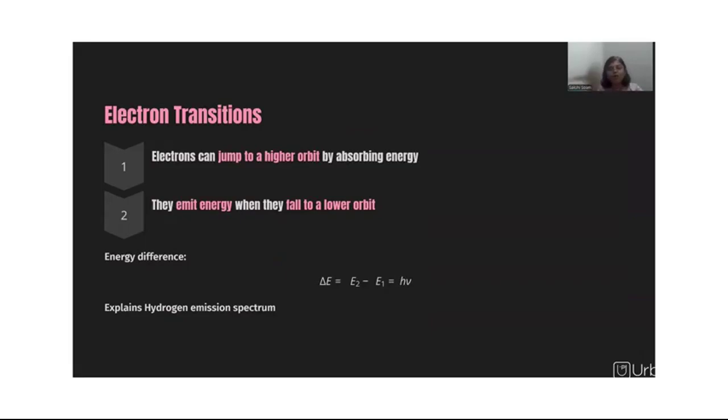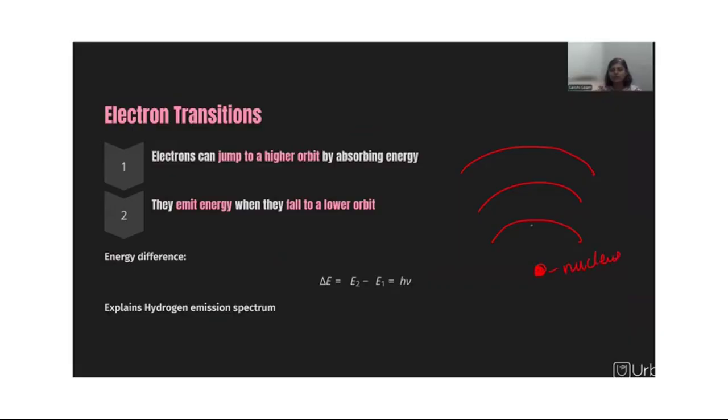Now, what else did Bohr tell us? That electrons can jump to a higher orbit by absorbing energy. Let us understand. For example, let us consider any atom. This is the nucleus.